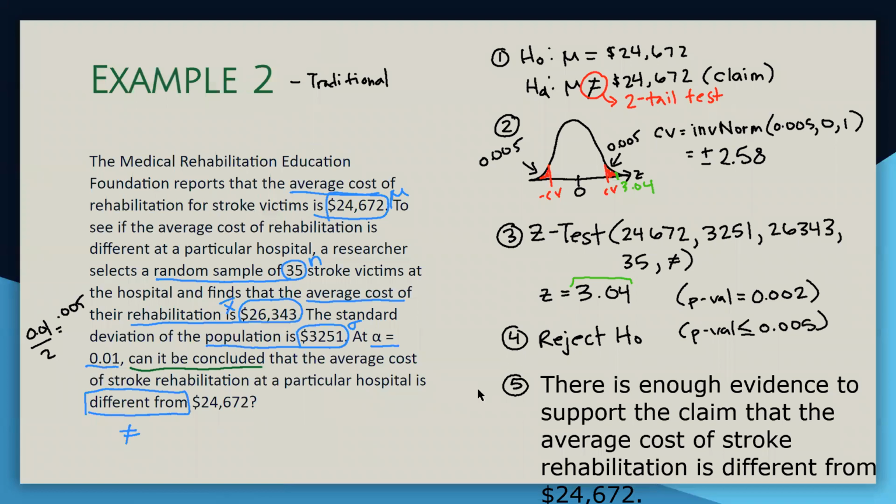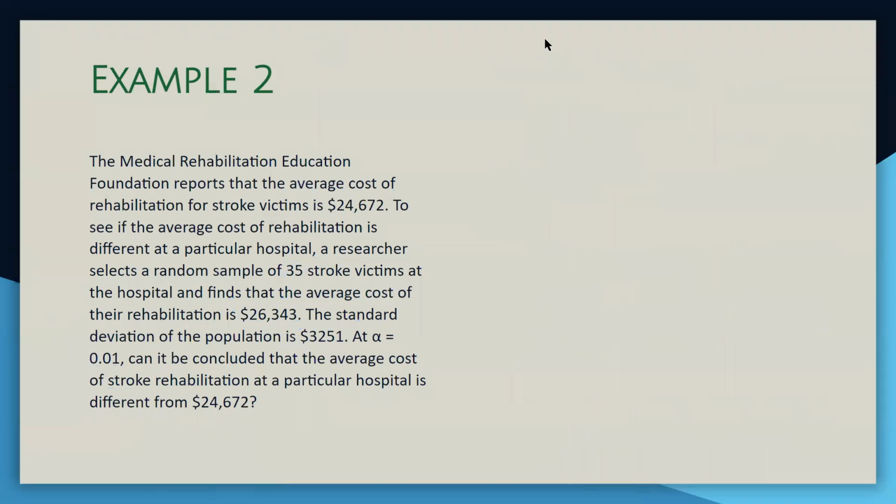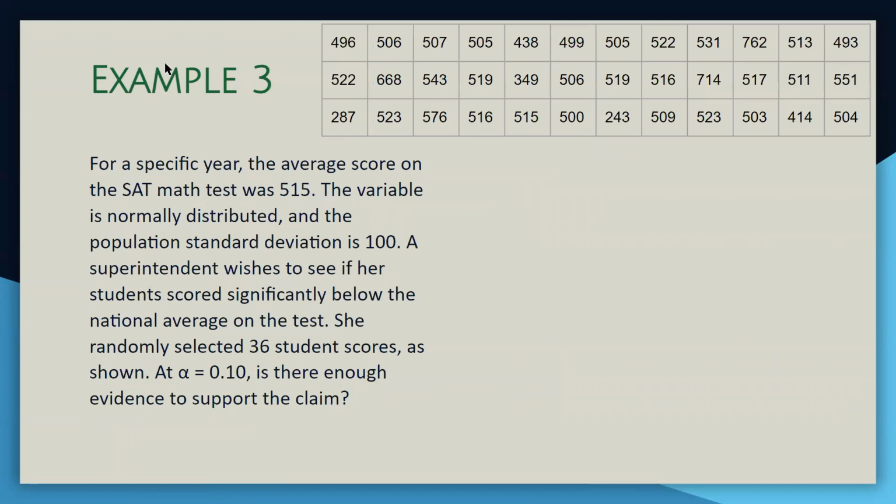Okay, so it looks like a lot of work. I'm not going to assign as many homework problems because of that, but my hope is that after you've seen a few of these, it's going to feel very formulaic. I want to do one more with the p-value method, and from here on out, I'm going to use the p-value method because that is the more common method used in 2023. So let's go ahead and clear this and try our last example using the p-value method.